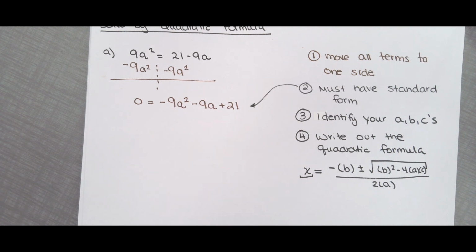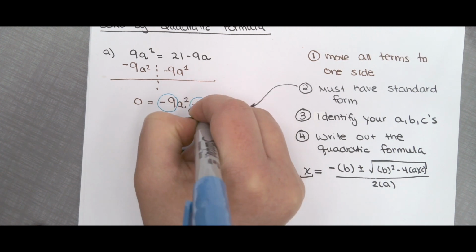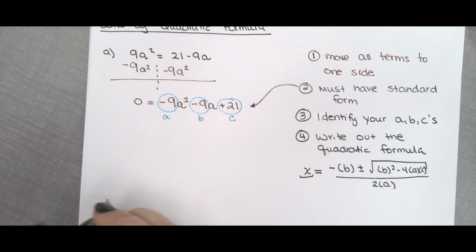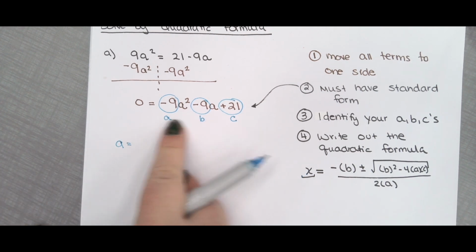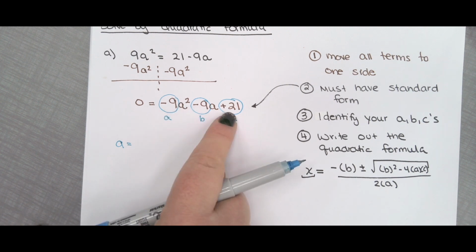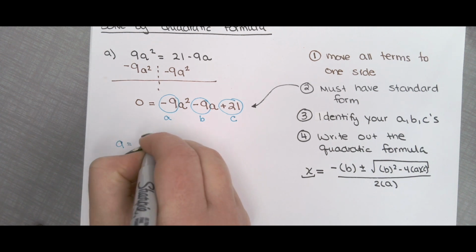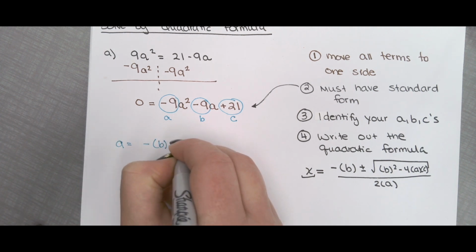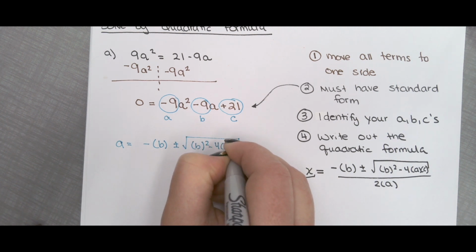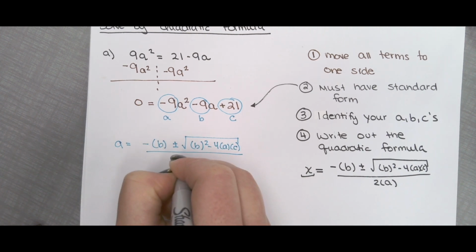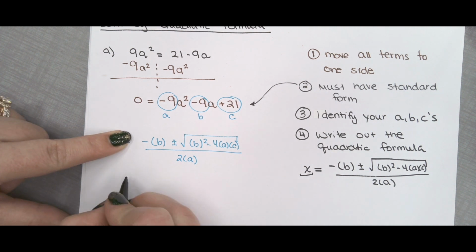So let's do step number 3. Identify your ABCs. Here's A, here's B, here's C. Step number 4, writing out your quadratic formula. Don't be alarmed with these ABCs. I know this is A squared and A. If you don't like these A's, change them to an X. I'm just copying down the formula. And again, this A is separate, so if you want to leave it out, you can leave it out and then just write it in at the end.